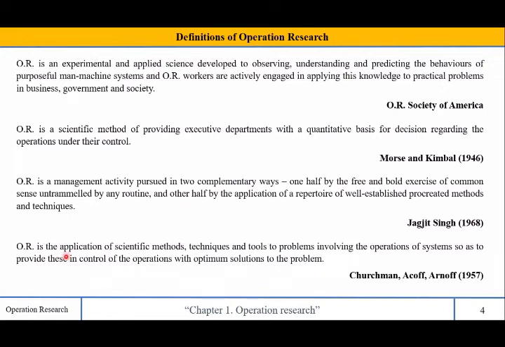Now, the last one: operational research is the application of scientific methods, techniques and tools to problems involving the operations of a system, so as to provide those in control of the operation with optimum solutions to the problem. That means it is a scientific method, a technique and a tool for problems involving the operations of a system, so that it provides the operation with an optimum solution. That is very important. If we want something in a good way, we have to optimize it, so that only the minimum input will go and the maximum output will come. It is given by Churchman, Ackoff, and Arnoff.